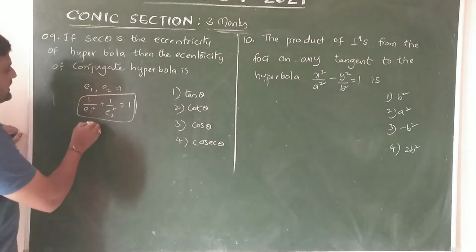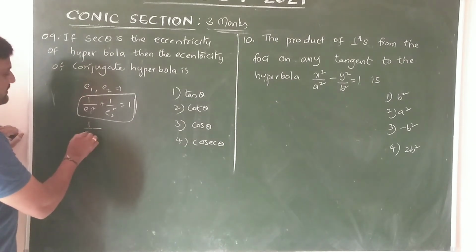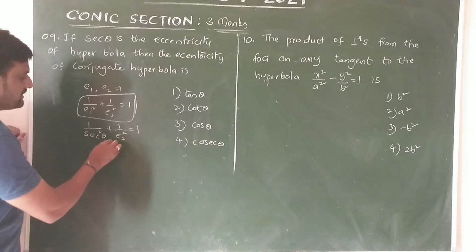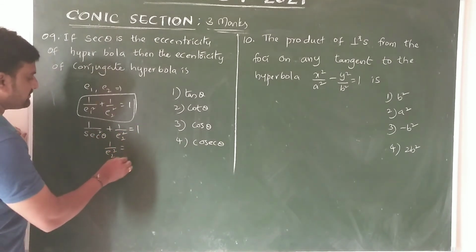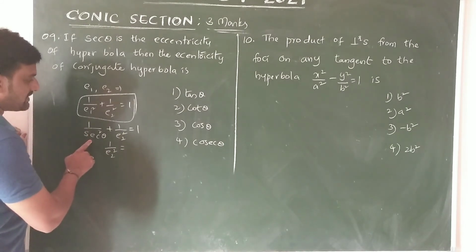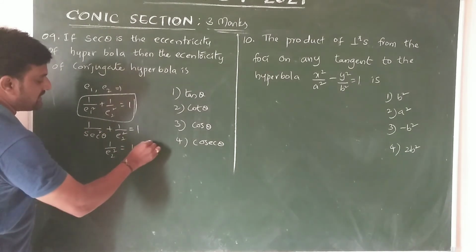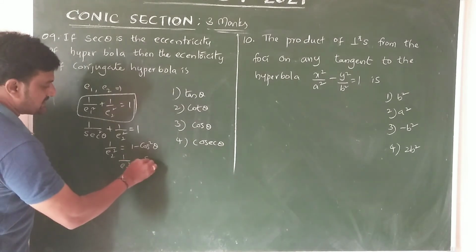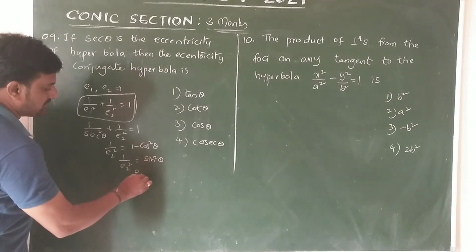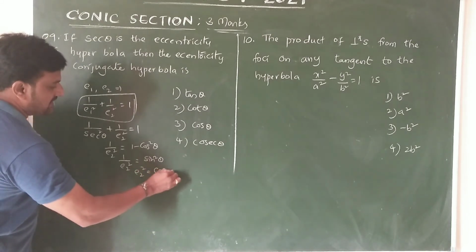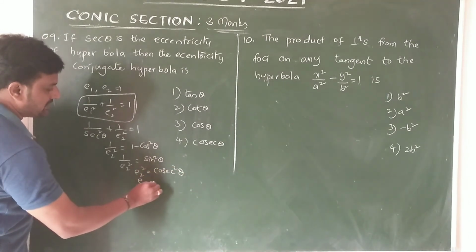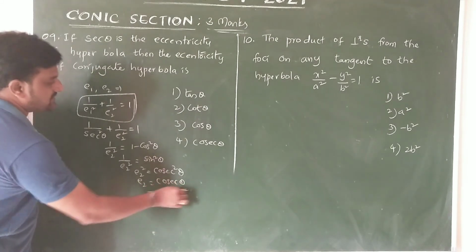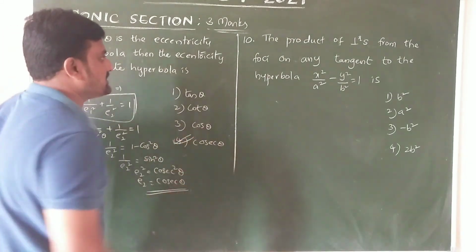Then already we have 1 by secant square theta plus 1 by E2 square equals 1. 1 by E2 square equals, now 1 by secant square is cos square, so it becomes 1 minus cos square. Then 1 by E2 square equals sin square theta, then E2 square equals cosecant square theta, then E2 equals cosecant theta. Okay, which option? The fourth option is the right option.